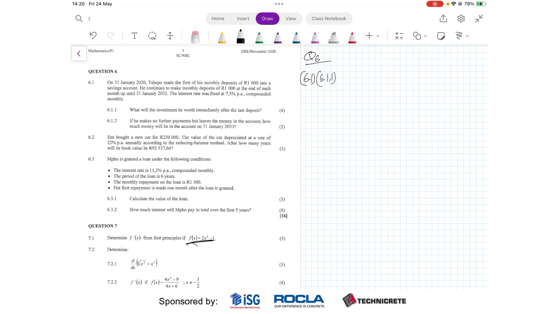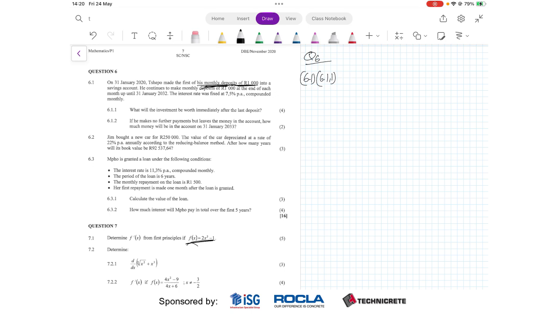On 31st January 2020, Tepo made the first of his monthly deposits. Okay, first thing you highlight, of 1,000 Rand. So immediately that tells you, let's read the statement: monthly deposits of 1,000 Rands into a savings account.